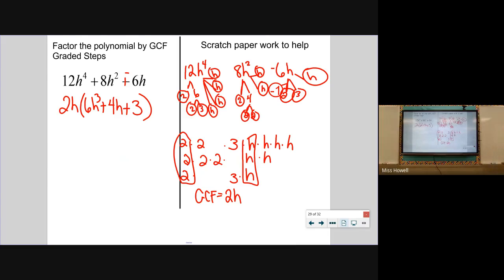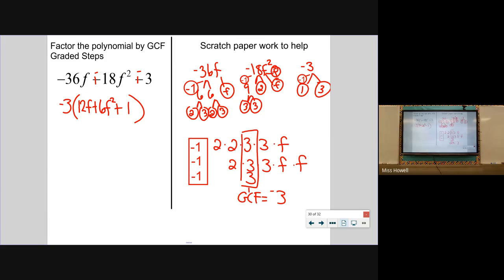Your second one here: 2h is the greatest common factor. Factor that out, and we should have a 2h times 6h to the 3rd plus 4h plus 3. Our GCF here is a negative 3, and it's being multiplied with 12f plus 6f squared plus 1. It's your factored completely version.